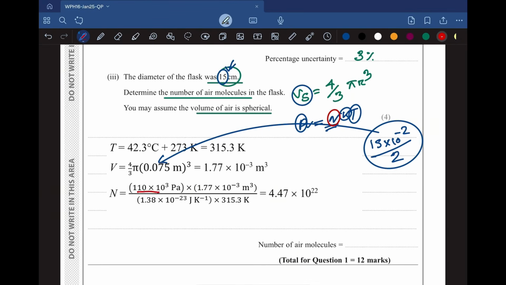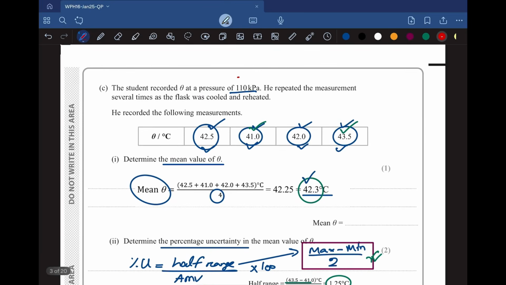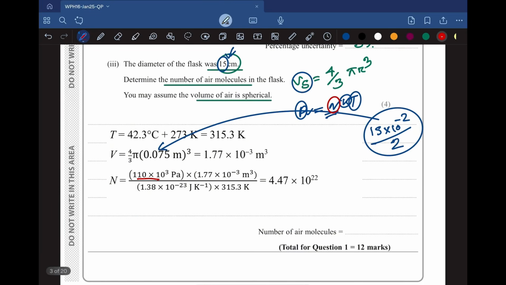So pressure was 110 previously. We have got from here multiplied by the volume that we have figured out, divided by the k, which is a constant, and the temperature that we have converted into Kelvin. So that's how we are going to do this math, which is going to give us a value of 4.47 into 10 to the power 22.